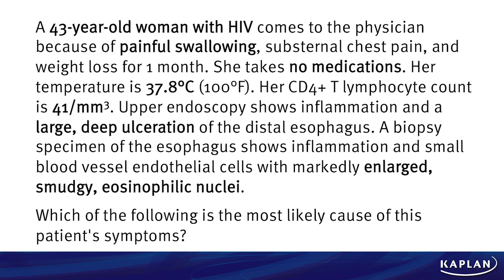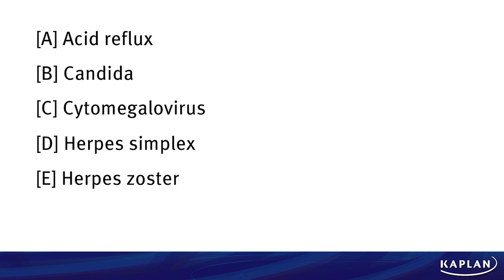Upper endoscopy shows inflammation and a large deep ulceration of the distal esophagus. A biopsy of this shows small blood vessel endothelial cells with enlarged, smudgy, eosinophilic nuclei. What's the most likely cause of this patient's symptoms? Is it acid reflux? Is it Candida, our typical fungus? Cytomegalovirus, herpes simplex or HSV, or herpes zoster? Take a few moments and select what you think is the best answer.